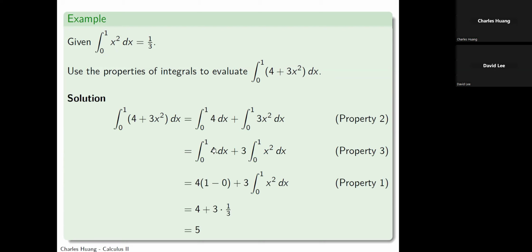We know how to do 4. That's a height of 4 multiplied by a width of 1. 4 times 1 is 4.